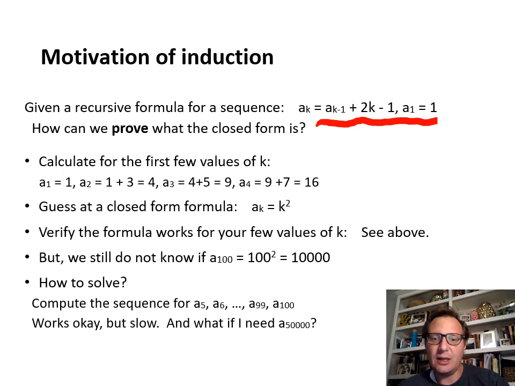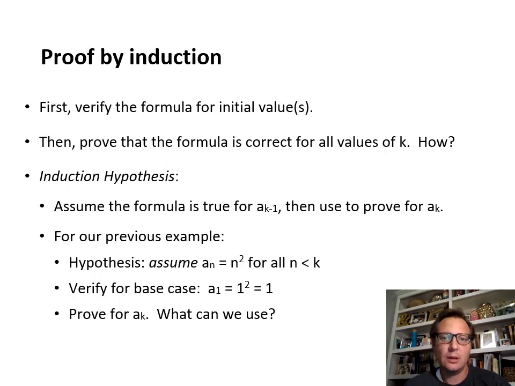A straightforward way, let's call it the brute force way, would be to compute this sequence using the recursive formula all the way up to A_100. Well, okay, maybe we could do that. It would take us a long time, and clearly this is really slow. And we can also ask ourselves, what if we need A_50,000? Are we going to compute everything up to 50,000? Or maybe there is a better way of doing this. And indeed, there is a better way, and it's called proof by induction.